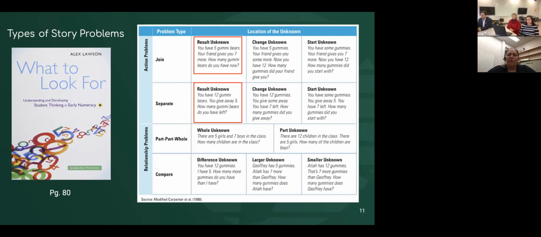The third one that we're going to look at tonight is this change unknown. It's going to have a joining action in the problem, but you're not going to know by how many. They're just going to know the total. So that's the third one that we're going to look at tonight. And then the last one that we're going to look at is this compare difference unknown type of problem, which is down on the bottom of the chart.